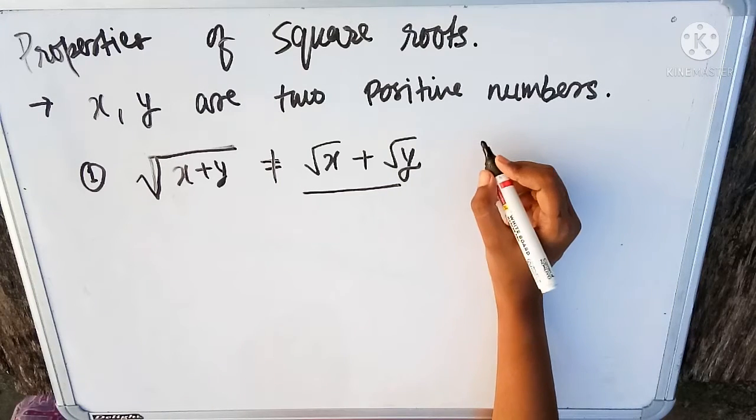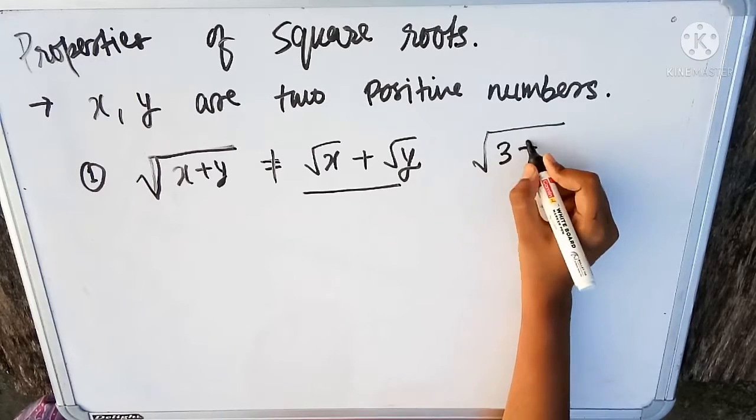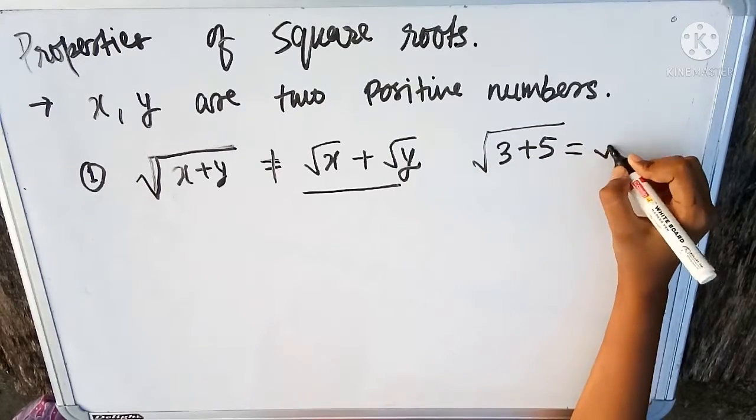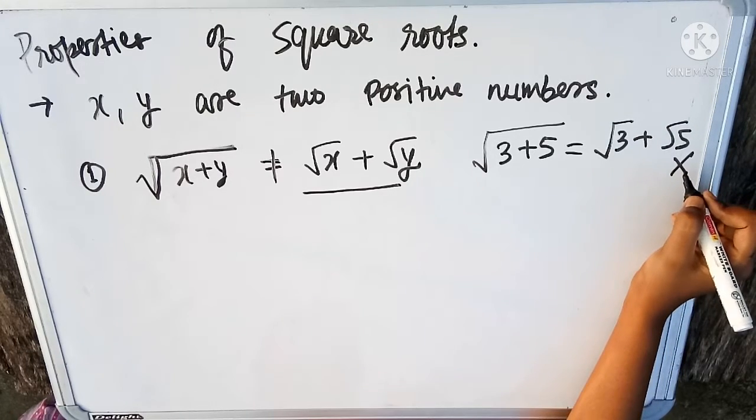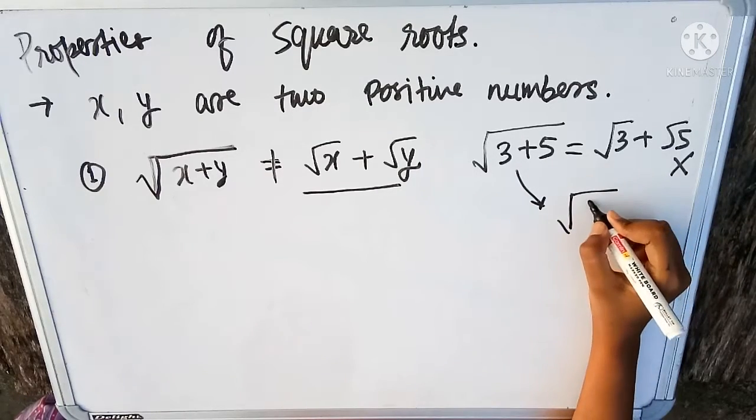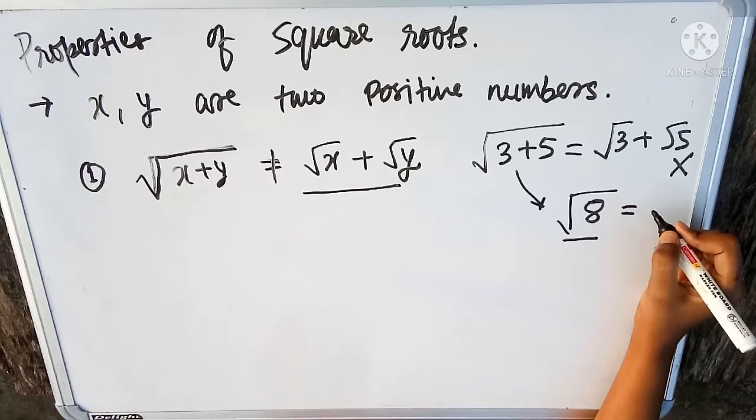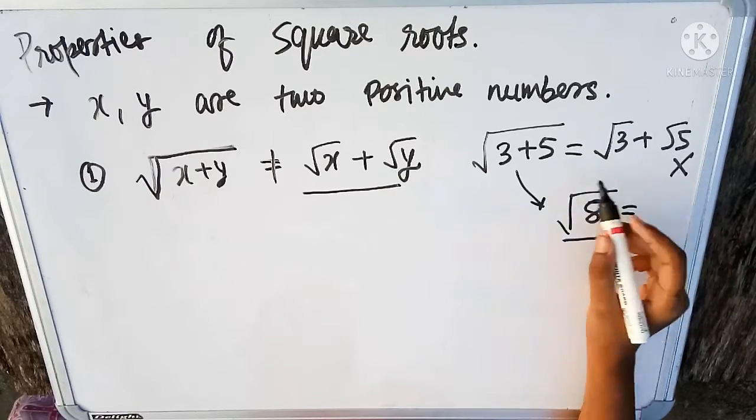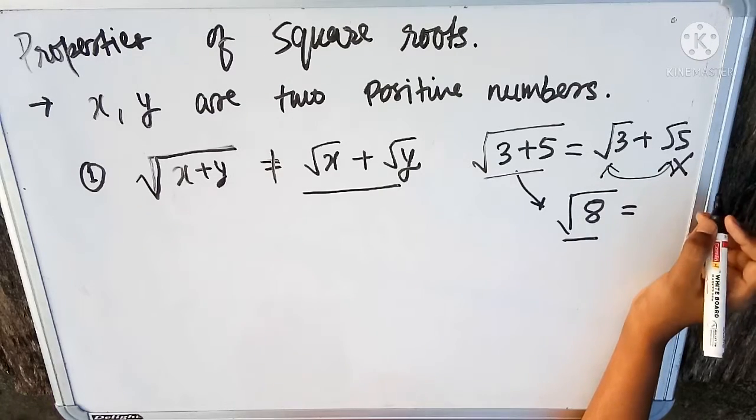For example, suppose in the place of x and y we have root of 3 plus 5. Can we write this as root 3 plus root 5? It will be wrong. The answer we need will not be obtained. To solve this, we simply add the two numbers inside and then find the square root of 8. Similarly, whatever the square root is, we cannot split it into this form. So this is the first property.